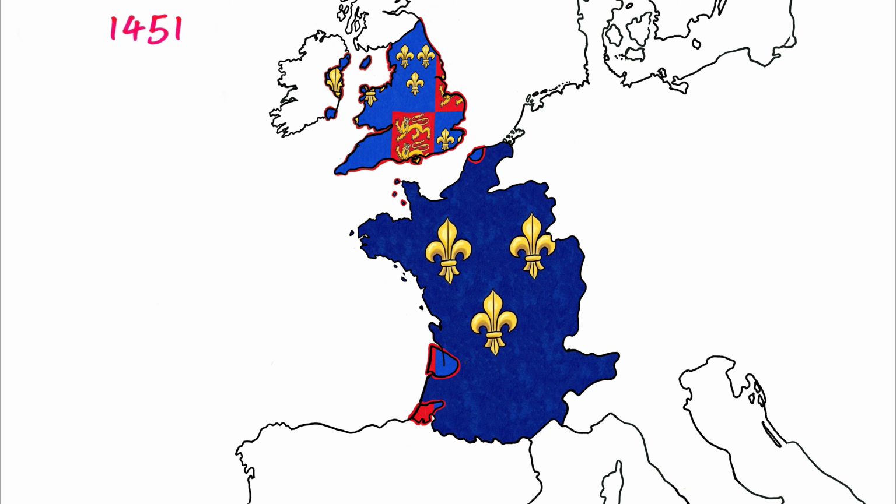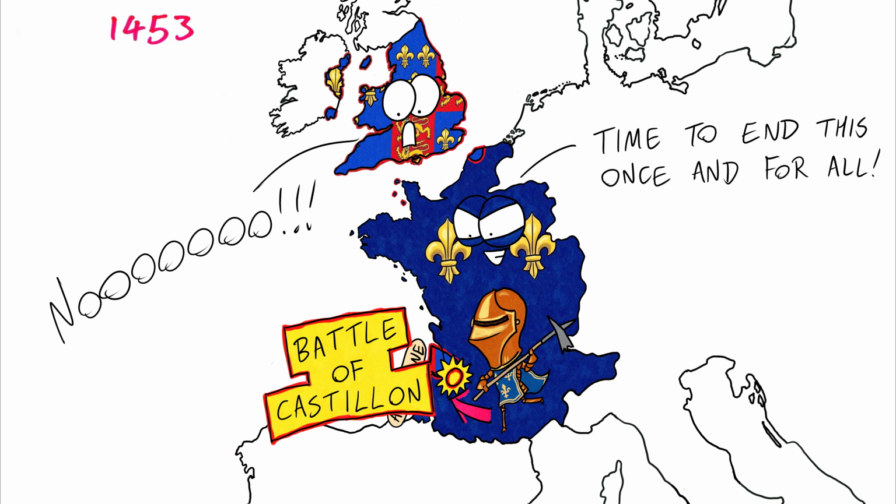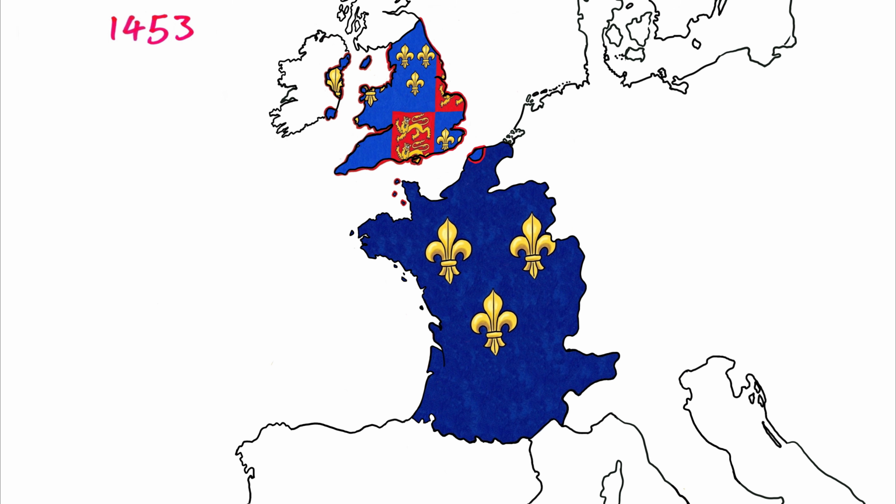Even the long-held remnants of the Duchy of Aquitaine was lost to France, and the French victory at the Battle of Castillon would mark the end of the 100 Years' War, after 116 years, with England's territory on the mainland being reduced only to Calais.